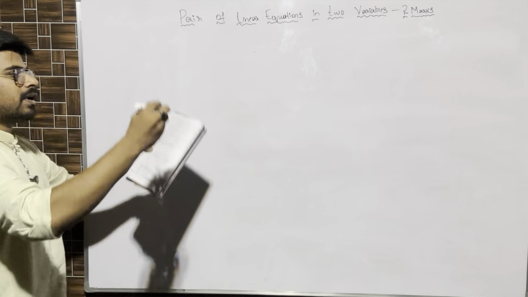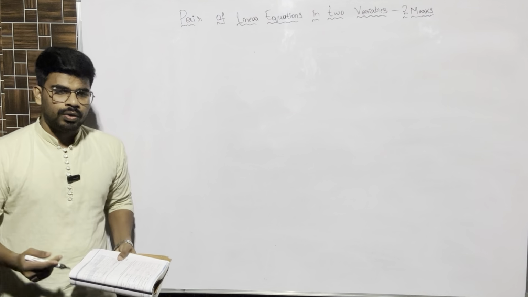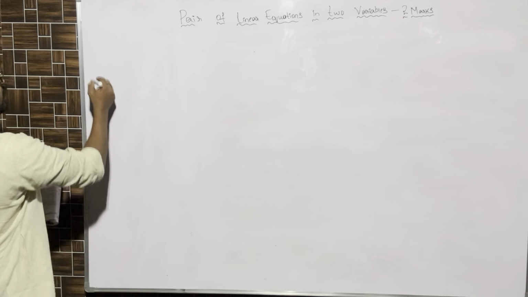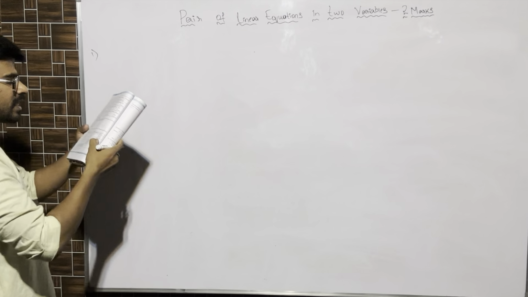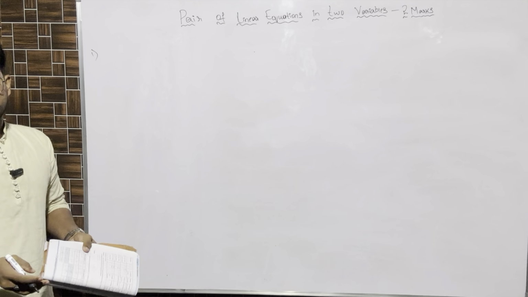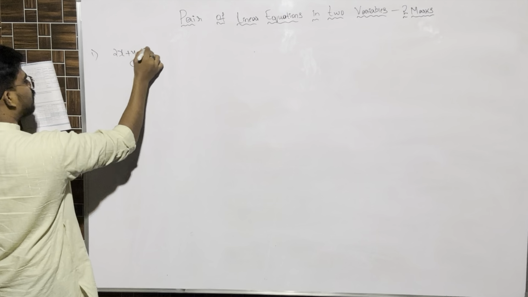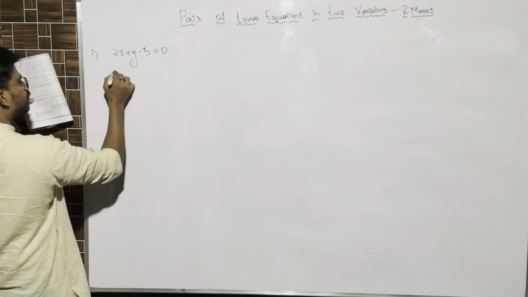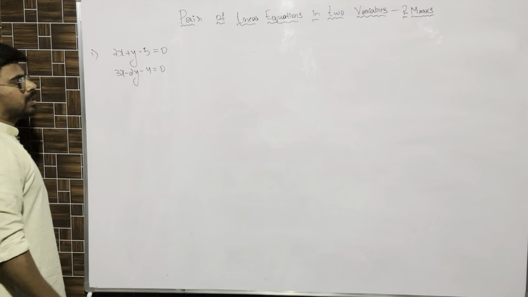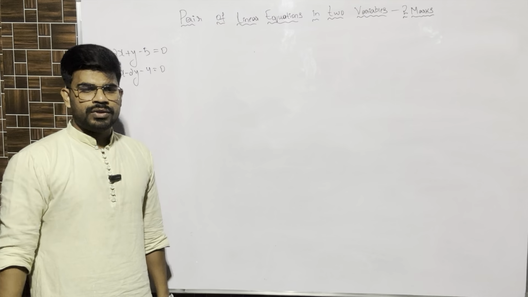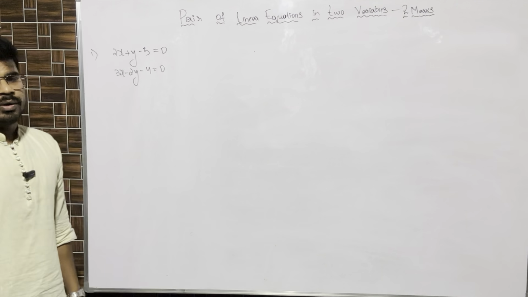So first, I am taking example 1. We have to represent it graphically, but we are not going for graphical representation. Normally we are doing the first one. The question is: check whether the given pair of lines is intersecting or parallel. We have to check intersecting, parallel or coincident. What are the lines? 2x plus y minus 5 is equal to 0, 3x minus 2y minus 4 is equal to 0. These are the two lines. We have to check what type of lines these are: intersecting, parallel or coincident, right?